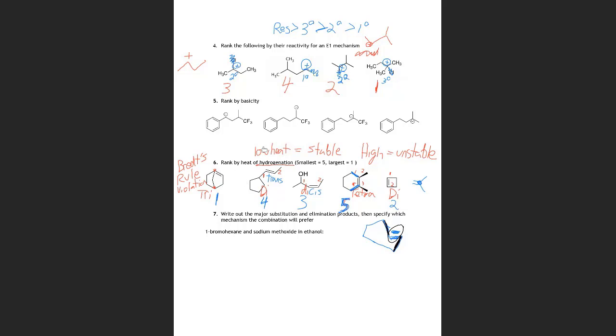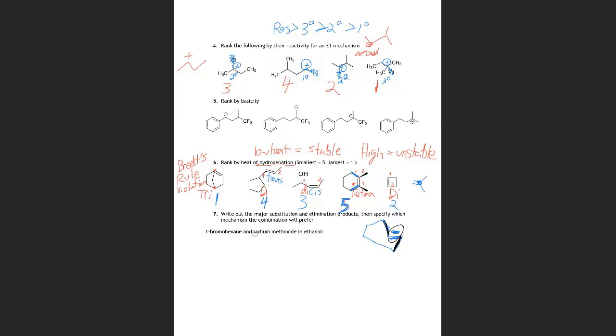All right, so we're going to move on to number 7. So the rules for this are write out the major substitution and elimination products, then specify which mechanism the combination will prefer. So for this, I'm going to ask you guys the following questions. If you remember my flowchart from my slides, I first asked myself, is the nucleophile strong or is it weak? And then once I answer that question, I then look at the electrophile, and then I, if needed, look further.